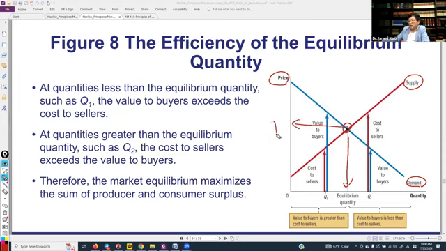and equilibrium price. At a quantity less than the equilibrium quantity, such as Q1, this portion, the value to buyers exceeds the cost to sellers. At a quantity greater than the equilibrium quantity, such as Q2, this area, the cost to sellers exceeds the value to buyers. Therefore, market equilibrium maximizes the sum of producer and consumer surplus.